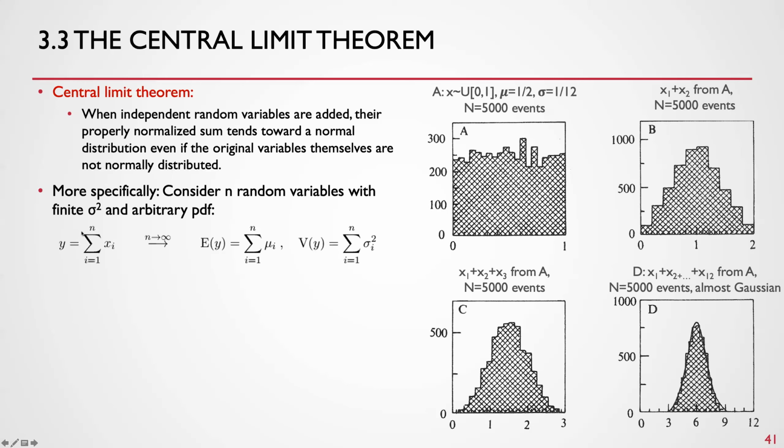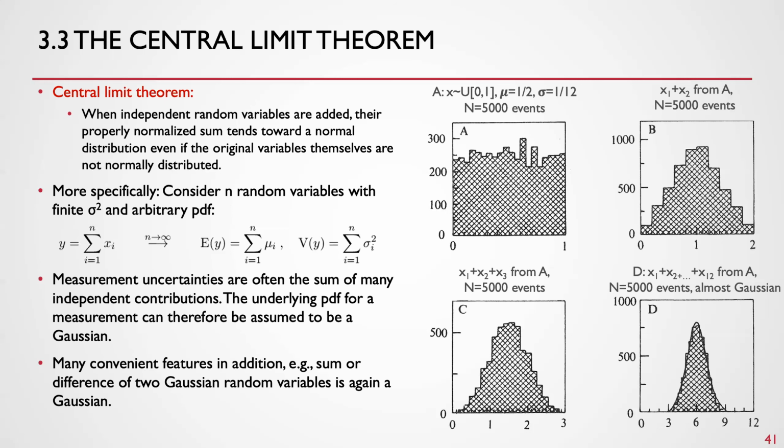This can be proven rigorously: if an observable y is the sum of observables x, then the expectation value of y will be the sum of the expectation values of x, and the variance will be the sum of the variances, and y will be distributed as a normal distribution, even though the variables x are distributed differently. In other words, if you add many things, what you will get is a Gaussian.